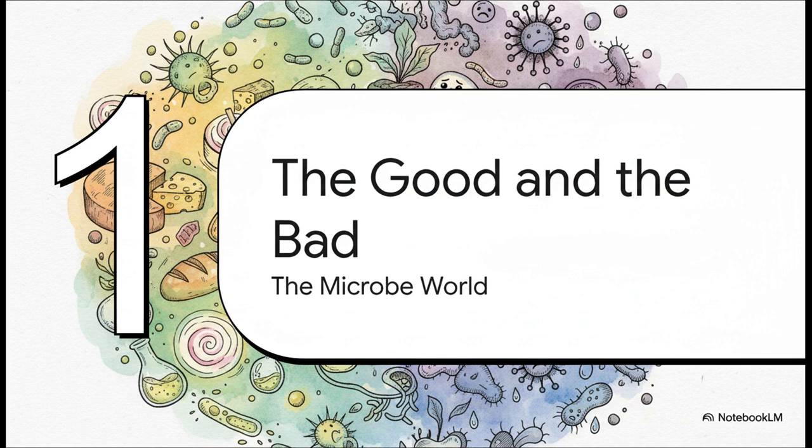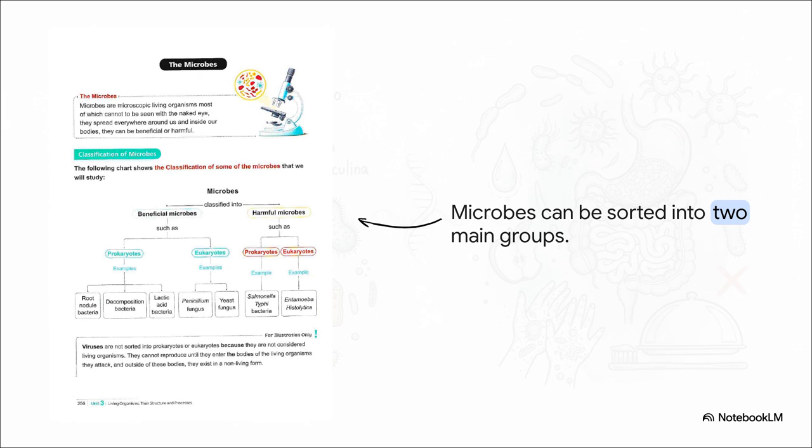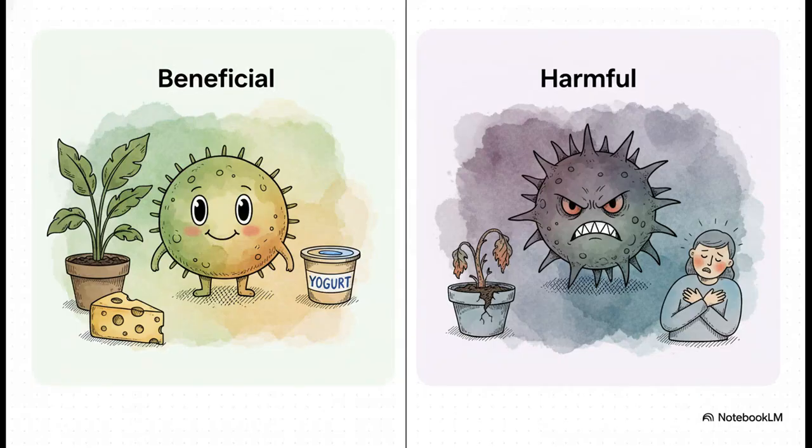Let's dig in. This chart from your textbook is actually a perfect guide for us. Now, don't worry about all the smaller words on there for now. Just look at the two main groups right at the top, beneficial microbes and harmful microbes. That's our focus for today. Simple, right? It's pretty easy to understand when you break it down.